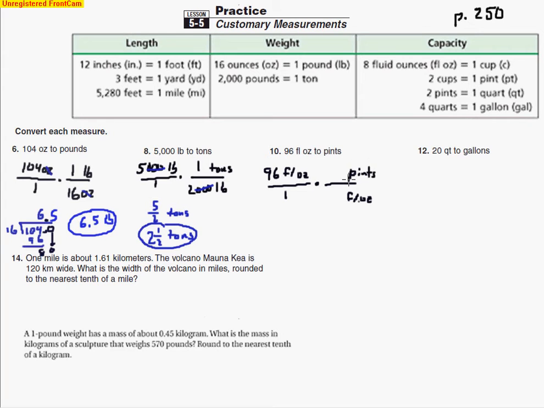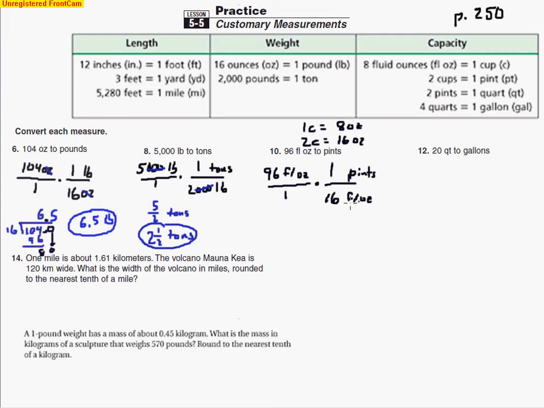If I do this, I see that there are 8 fluid ounces in 1 cup. But I don't want cups, I want pints. Pints is the next one out. 2 cups equal 1 pint. Let's write that down: 1 cup equals 8 ounces. I want 2 cups, because 2 cups equals 1 pint. So how many ounces would that be? Well, 1 is 8, so 2 would be 8 plus 8, which is 16 ounces. So there are 16 ounces in 1 pint.